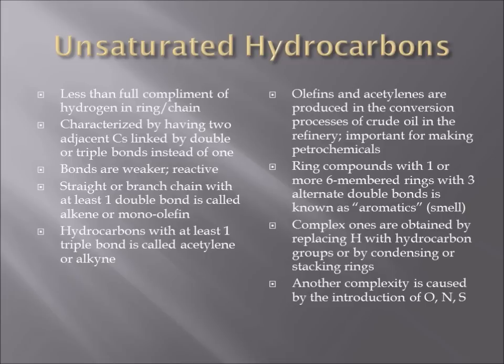Olefins and acetylenes are produced in the conversion processes of crude oil in a refinery, and this is a very important step for making petrochemicals. Now, ring compounds with one or more 6-member rings with alternate double bonds are known as aromatics, as stated in Chapter 1. They are called aromatics due to their specific smell. Complex aromatics could also be obtained by replacing the hydrogens with hydrocarbon groups or by condensing or stacking rings. Other complexities could be caused by the introduction of other elements such as oxygen, nitrogen, or sulfur.